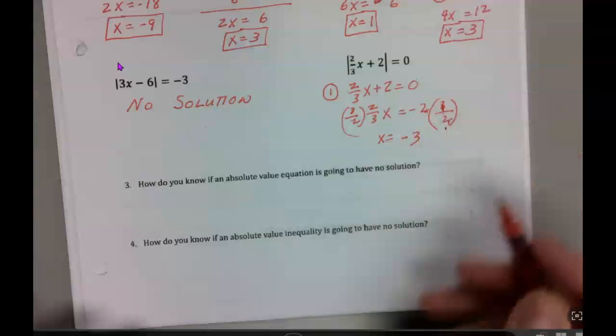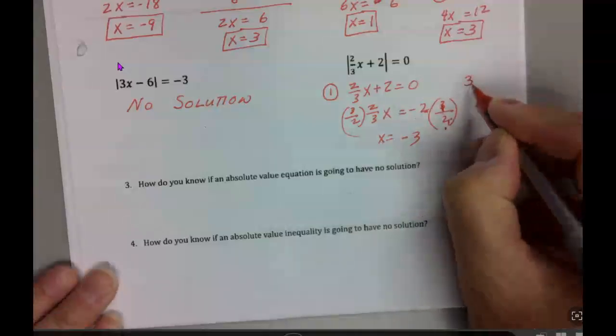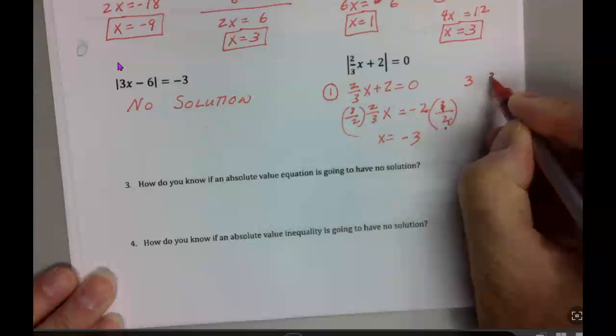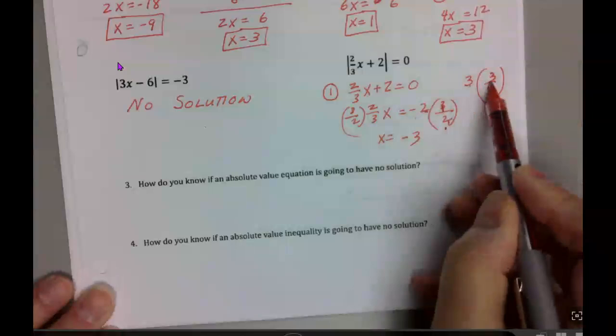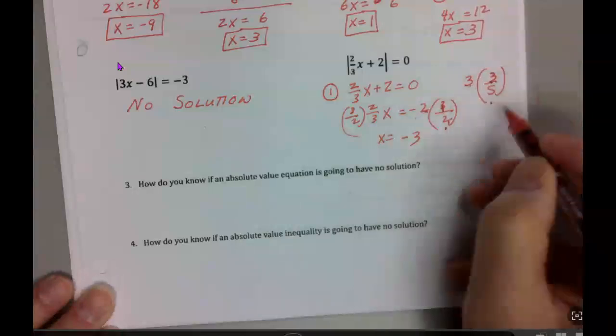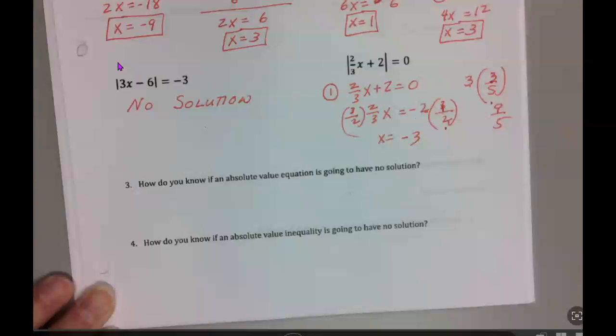Okay? Say you have something like this, hypothetical. 3 times 3/5. Okay? So what's 3 times 3? 9 divided by 5. 5 doesn't go into 9, so you'll just write it 9/5. Does that make sense or no?